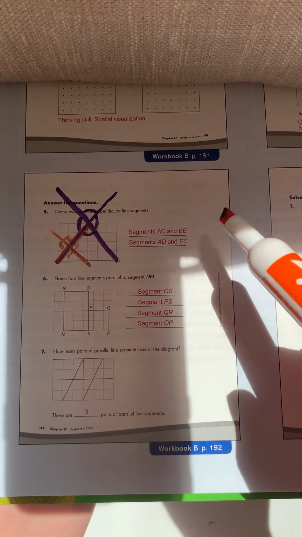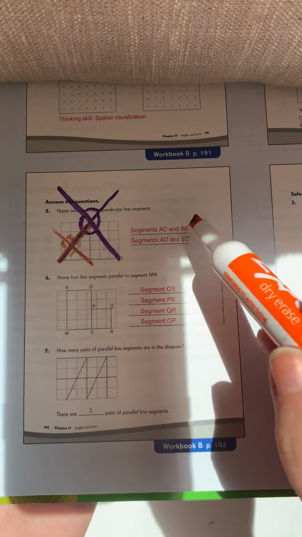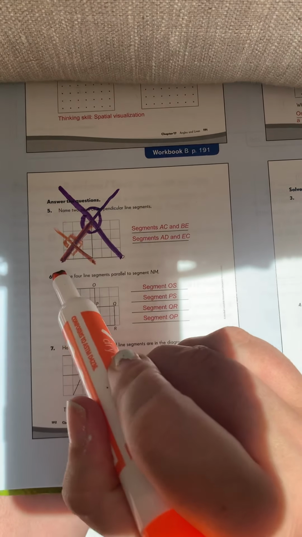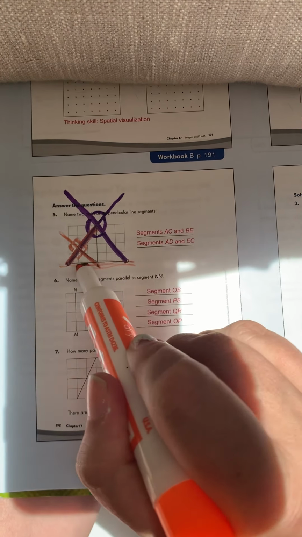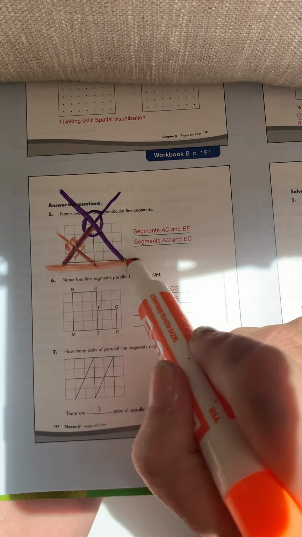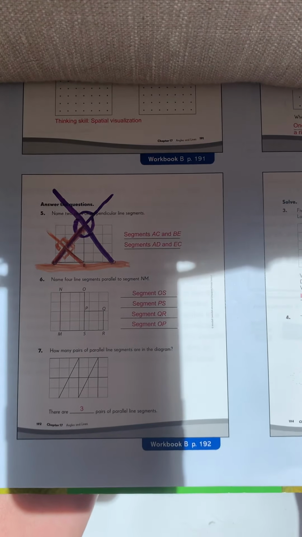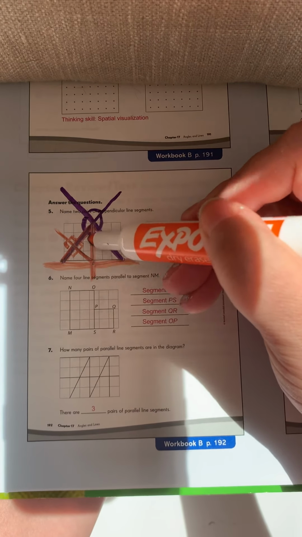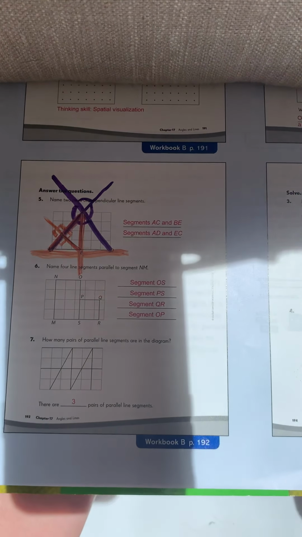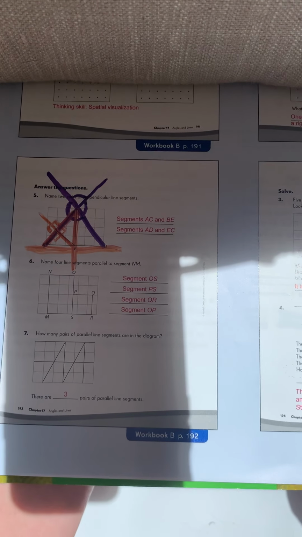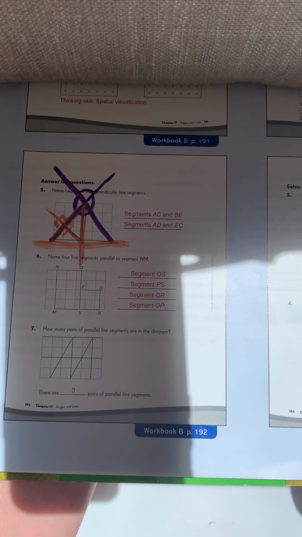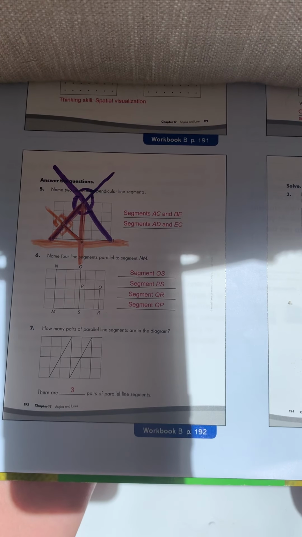BE and AC right here. And then the other set we need to find, it says AD, so this one here, and EC. Right here, I see it. Okay, so that would be my other set of perpendicular lines. I'd like for you guys to go ahead and try number 6. Pause the video.